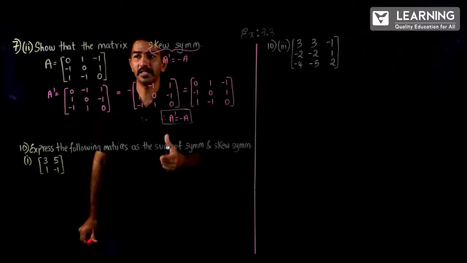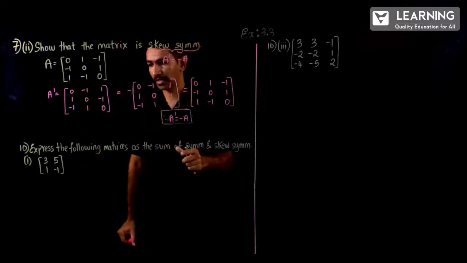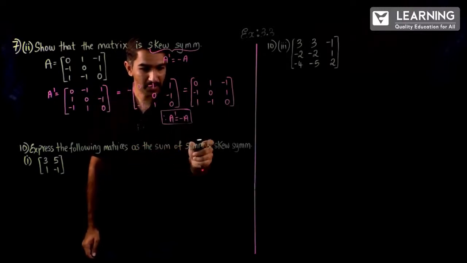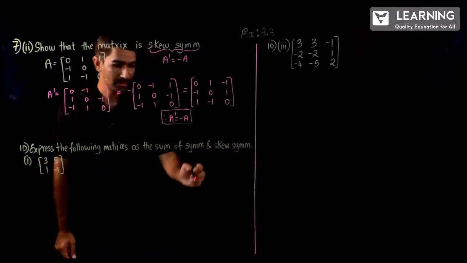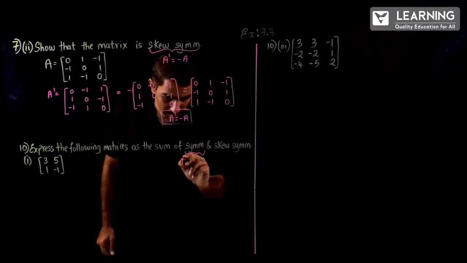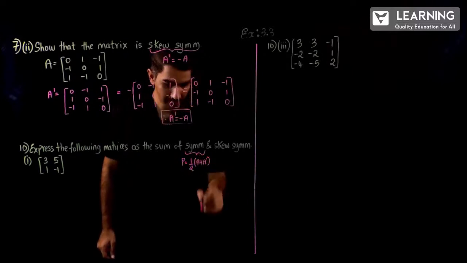So then we can tell that the given matrix is a skew symmetric matrix. Okay, moving on to the next one. Express the following matrix as the sum of a symmetric and a skew symmetric matrix. How do you express the symmetric matrix? Let P be the symmetric matrix, 1 by 2 of A plus A dash.